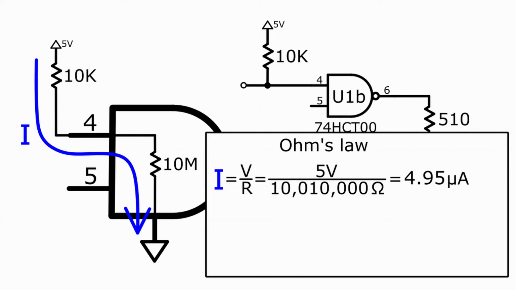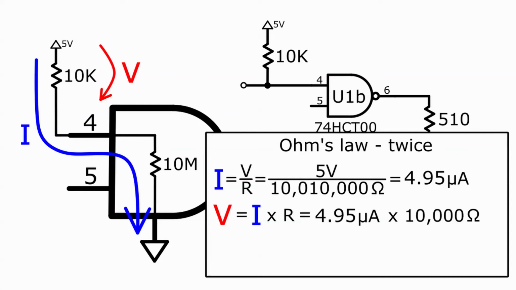We can find this using Ohm's law a second time. This time we'll use Ohm's law to calculate the voltage drop over the external resistor. I've shown the voltage drop in red. Voltage equals current times resistance. For this calculation, the current is 4.95 microamps and the resistance is 10K. The resulting voltage drop is 0.0495 volts. That's quite small, about 50 millivolts.